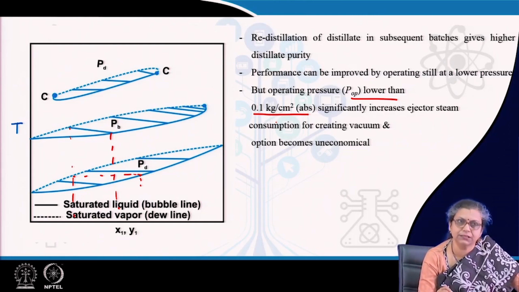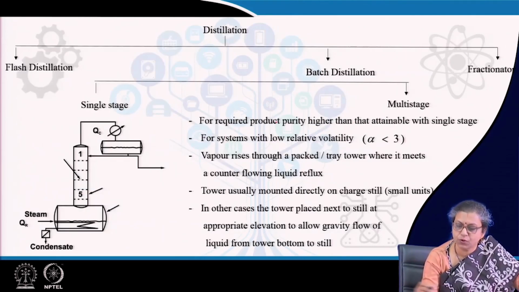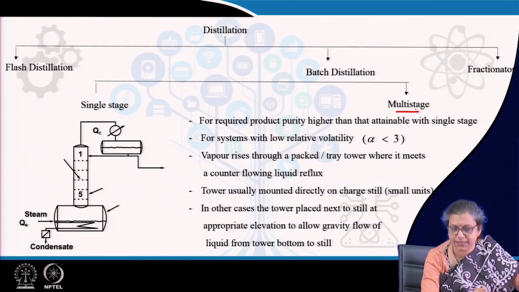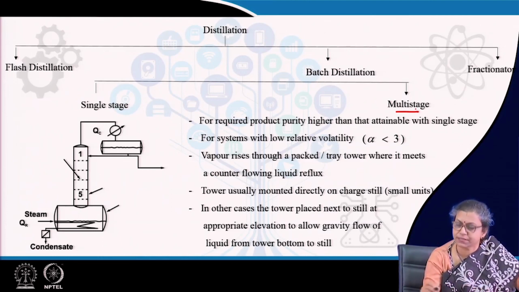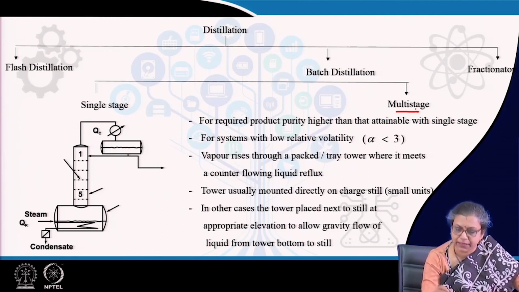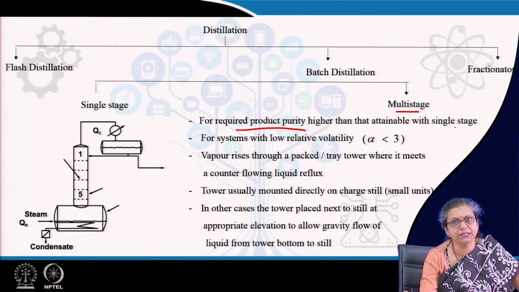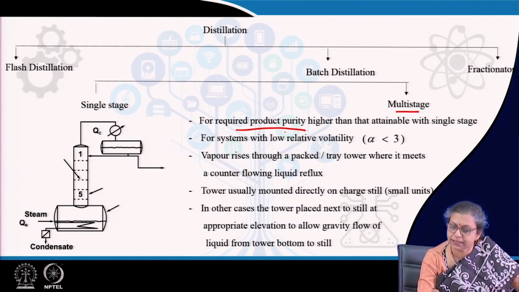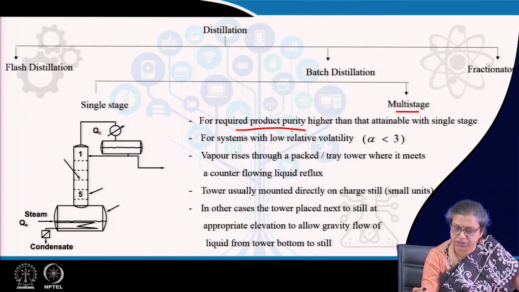So, under that condition, as I have told you, nowadays batch distillation is gaining in importance. So, for improving the performance, what can we do? We can opt for a multi-stage batch distillation column. Usually this is opted, as I have already mentioned, when the required product purity is higher than that which can be attained with a single stage. In a single stage, the best that we can attain is in equilibrium with the feed composition. If we want product purity higher than that, then definitely we have to opt for a multi-stage, just the way I was showing you the redistillation.